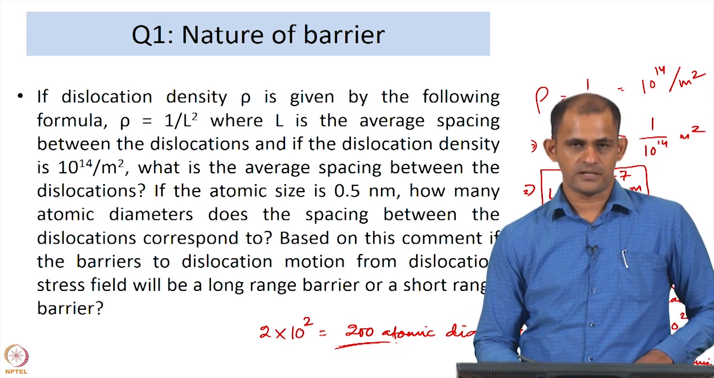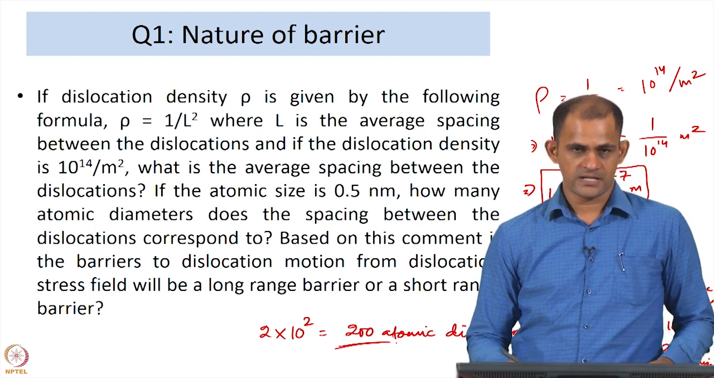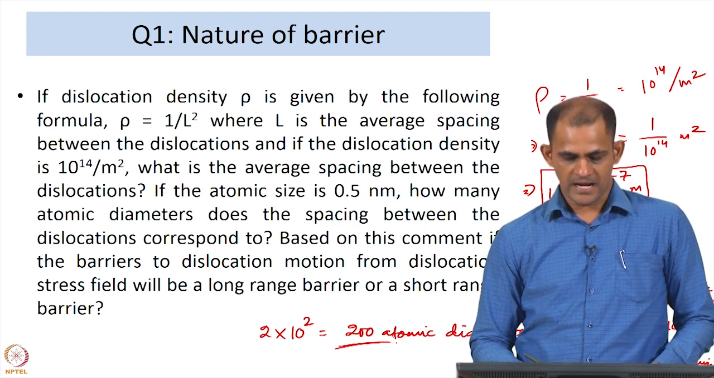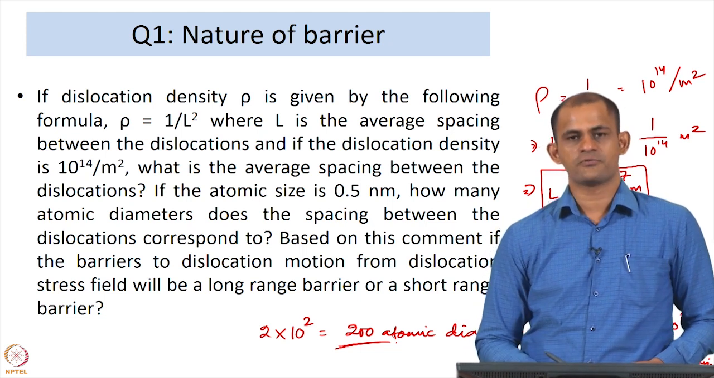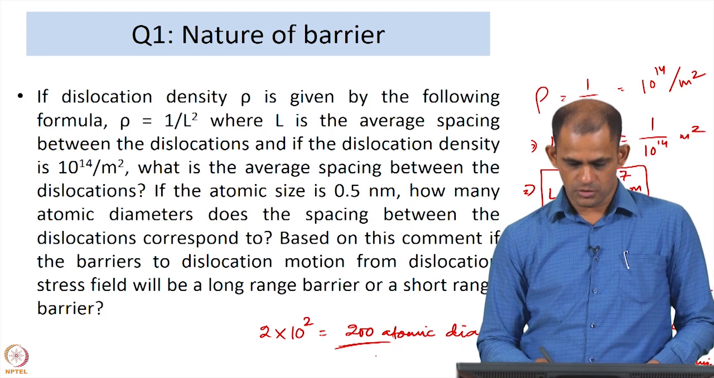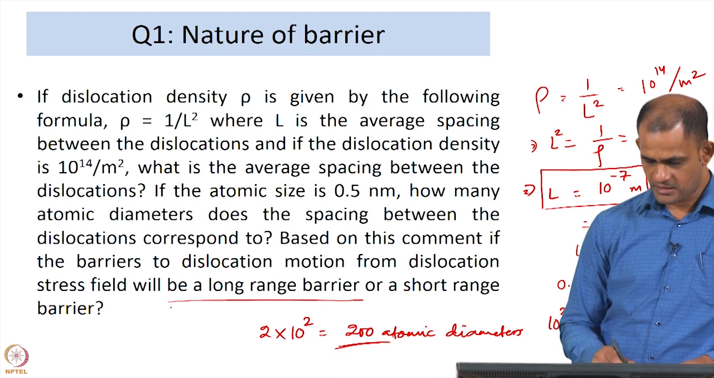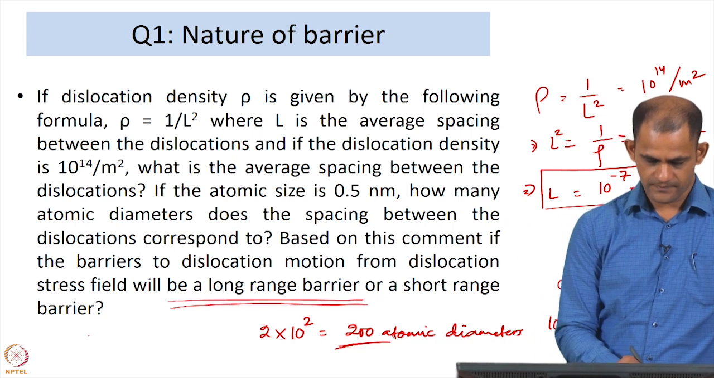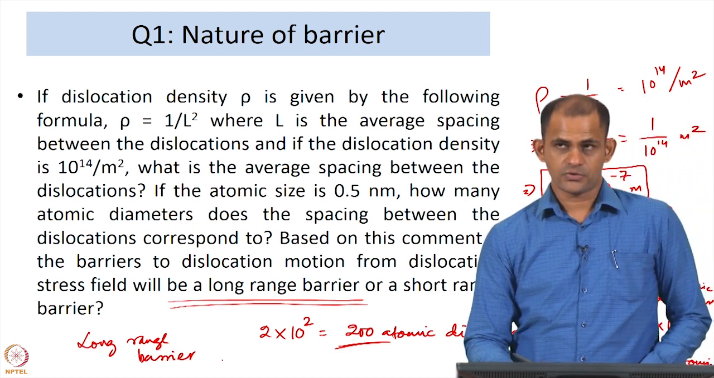So, the stress field because of the dislocation spacing is working over a distance of around 200 atomic diameters, which means for the dislocation to overcome it, it has to at least travel 200 atomic diameters. Since this is significantly larger than what we generally know for a short range barrier, the internal stress field because of the dislocation corresponds to a long range barrier. So, the answer to the question is that this is a long range barrier. So, that was the first question.